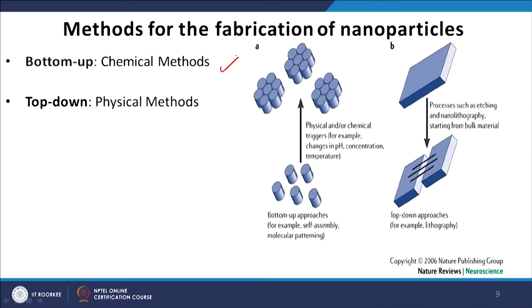One is bottom up and another is top down. Now, the bottom up methods are also called chemical methods, and the top down methods are called physical methods. For the bottom up methods, as the name suggests, self assembly is an example of a bottom up method.